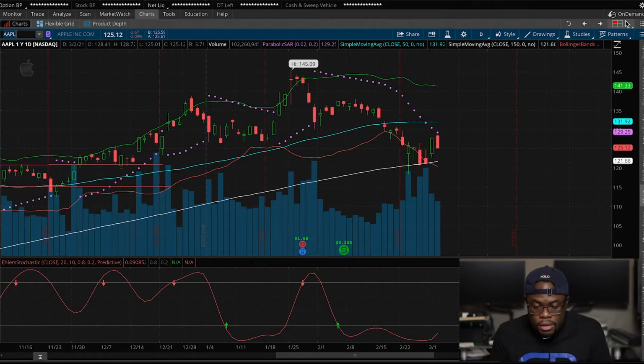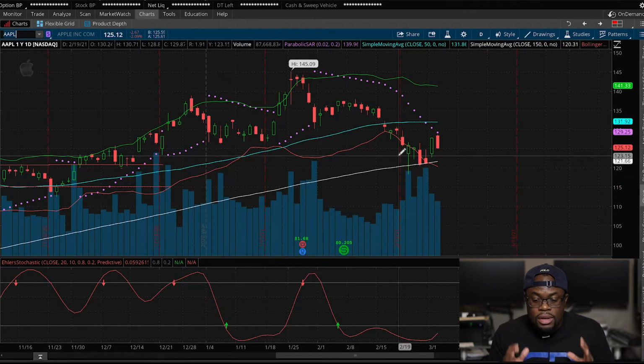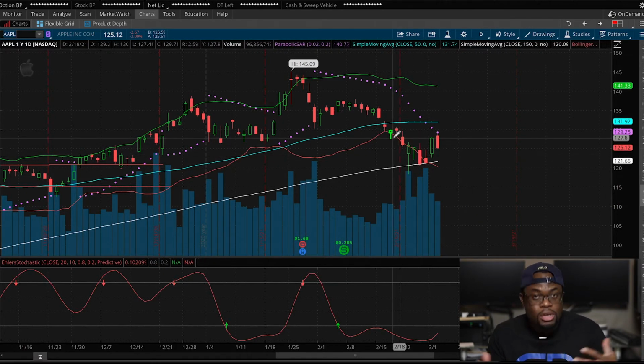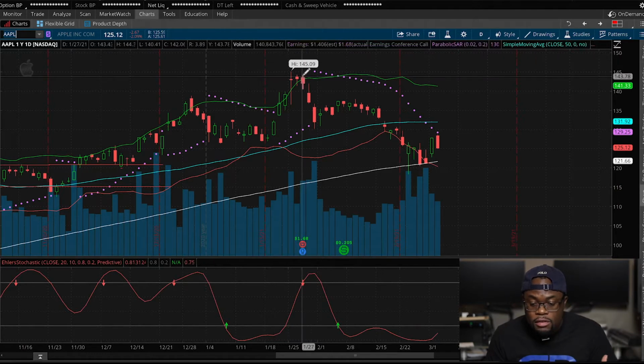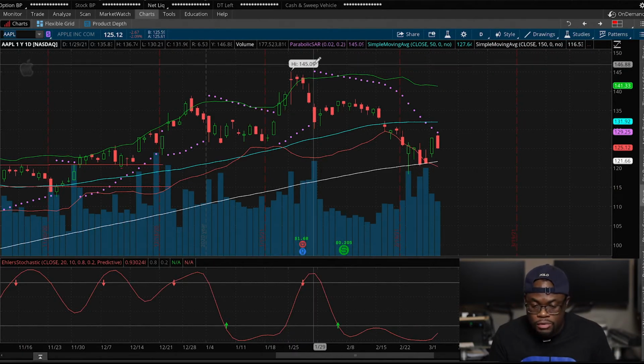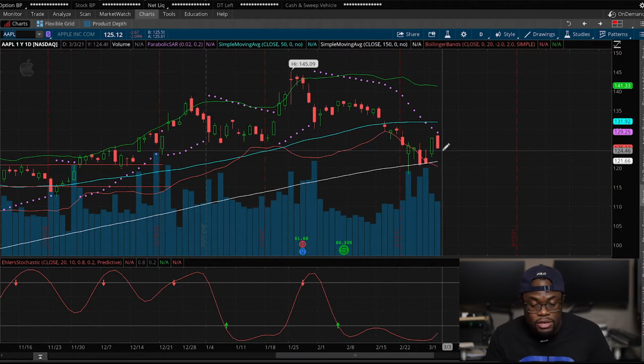So here I've got my Thinkorswim pulled up, and I already have Apple open, and this is my daily chart. As you can see, the highest point that Apple has ever been was 145, and right now, as of today, it's trading around 125. So I know it already reached that point. It already tested that level.